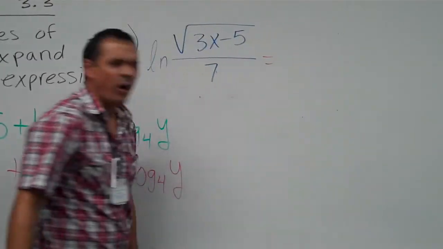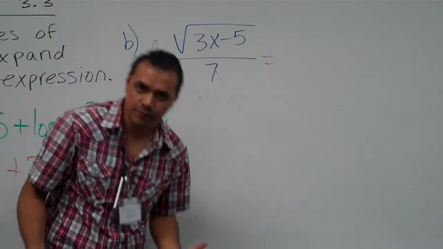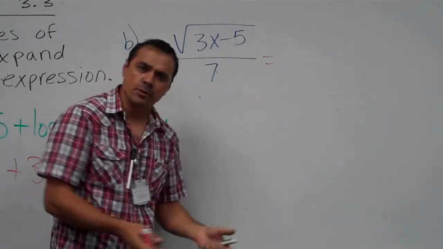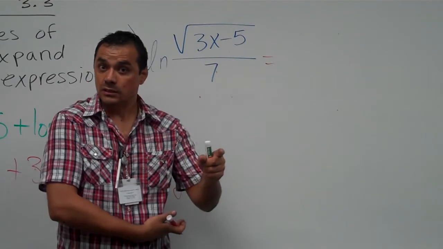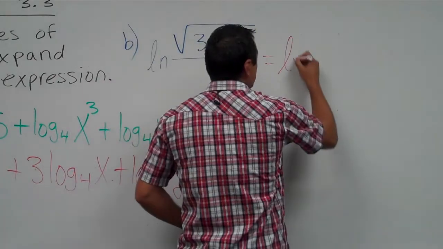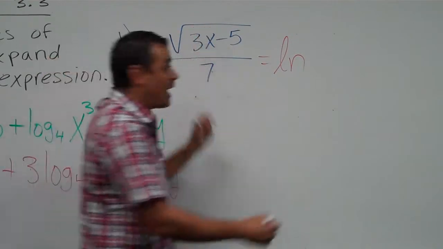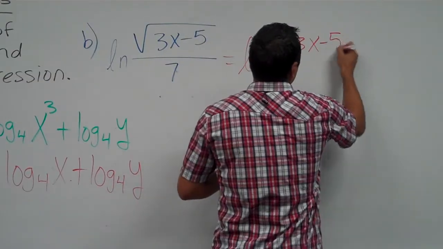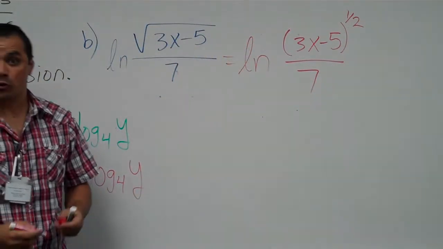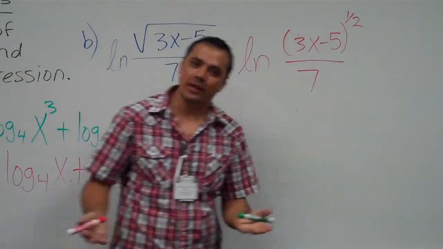So here we go. Now, recall from the previous section, we worked on this a lot. When you take the square root of something, it's like raising it to a specific power. Well, does anybody remember what that power was? Let me give you a hint. Yes, 1/2. So let's go through this. So this is the natural log of 3x minus 5 to the 1/2 power over 7. You guys are with me, correct? Remember, the square root is the same as raising to the 1/2 power.